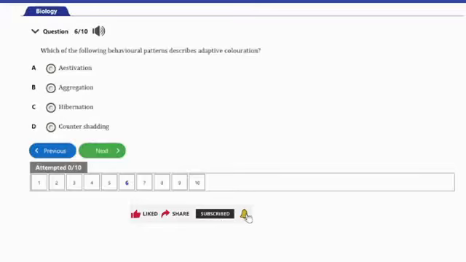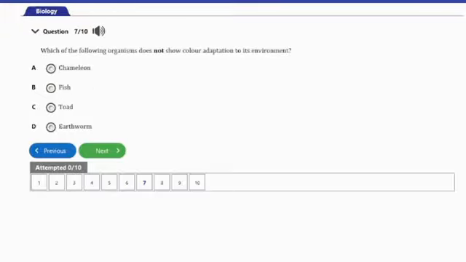Question number 6, which says, which of the following behavioral patterns describes adaptive coloration? We have estivation, aggregation, hibernation, countershading. So guys, the only option here that describes adaptive coloration is countershading, and that's option D here. So let's go ahead and consider the next question, guys.